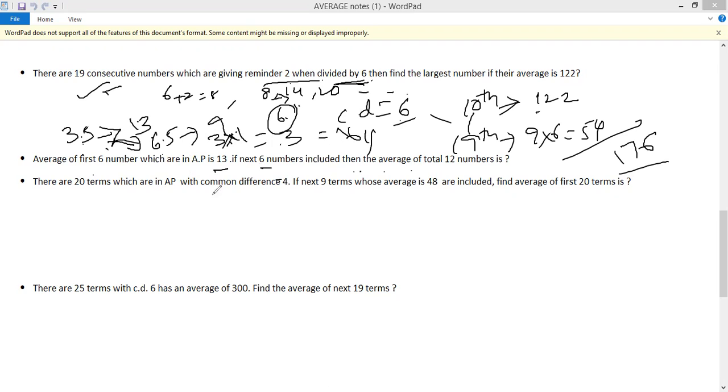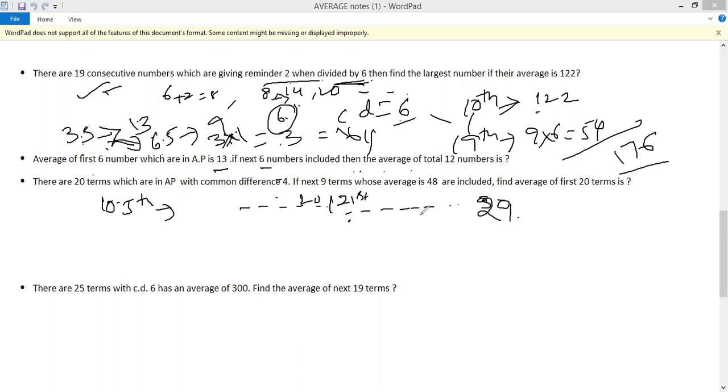Next, there are 20 terms which are in AP. The common difference is 4. With 20 terms, the average term is 21 by 2, that is 10.5. That is not given. Next 9 terms whose average is 48 are included. Suppose here, see here, already 20 terms are there. Okay, from the 21st term to the 29th term.